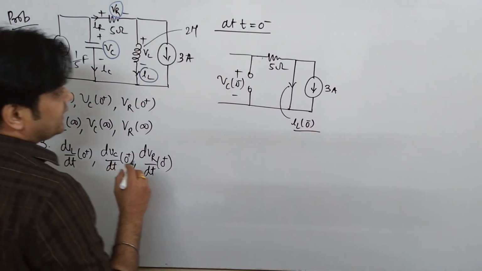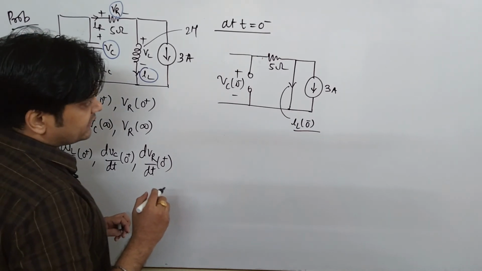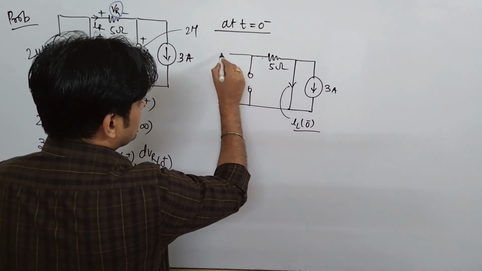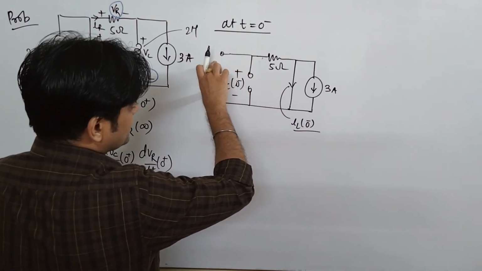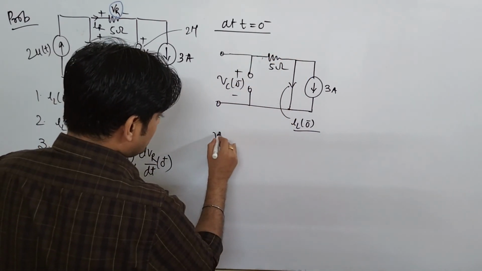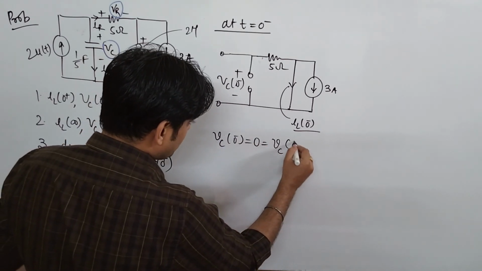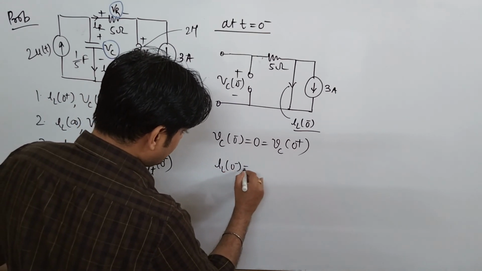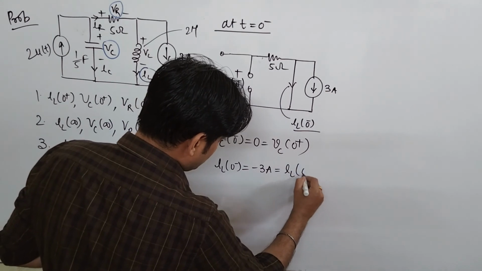As I said earlier, we are only interested in finding the initial voltages and currents. If you see, this is an open circuit. The current source will get open circuited, so no current will enter this branch. So from here you can directly say that the value of Vc(0 negative) is 0 and that is equal to Vc(0 positive). The value of IL(0 negative) is minus 3 ampere and that is equal to IL(0 positive).